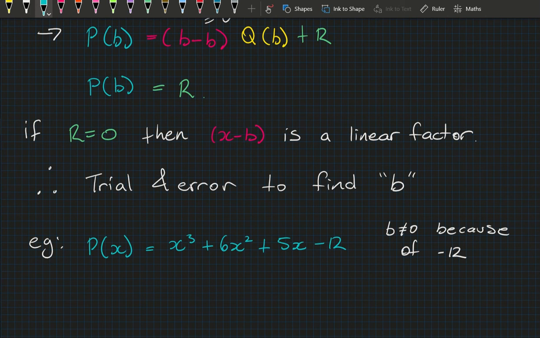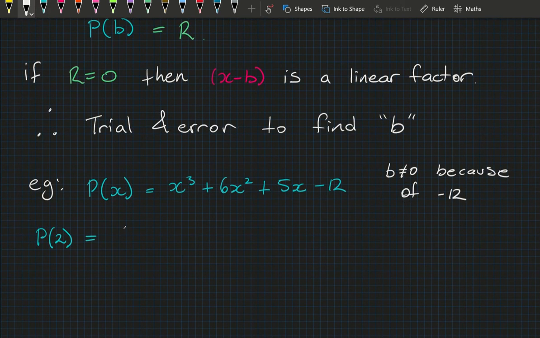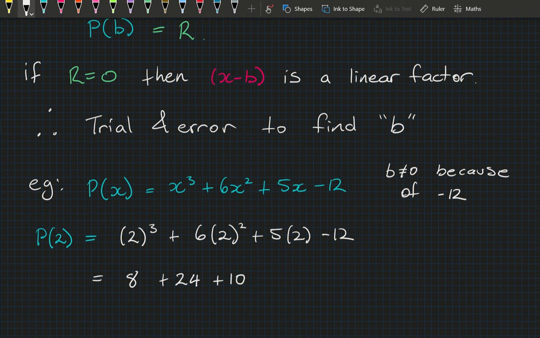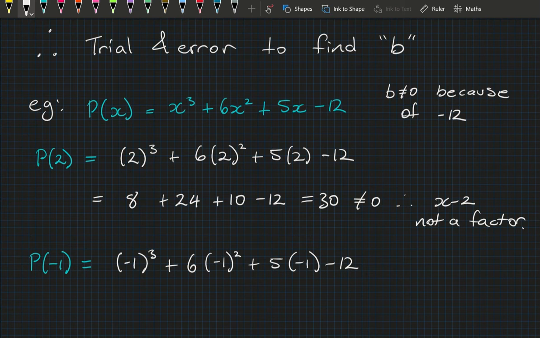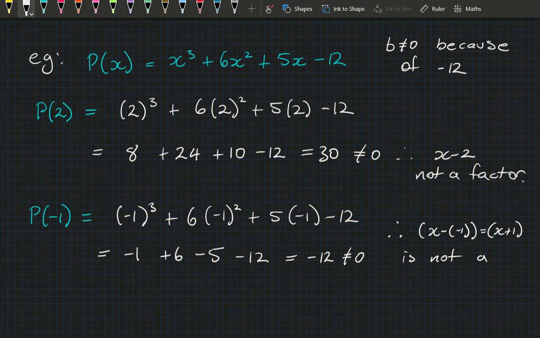So let me start with p of 2. So we'd have to sub in 2 for x there. And that means we've got 8 plus 24 plus 10 minus 12, which is equal to 30, which is not 0. Therefore, x minus 2 is not a factor. Let's see if b is equal to minus 1. So of course we're going to sub in minus 1 for x. So we've got minus 1 plus 6 minus 5 minus 12, which is equal to minus 12, which is not 0. So that means that x minus minus 1, or x plus 1, is not a factor.